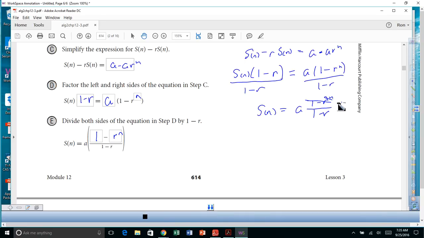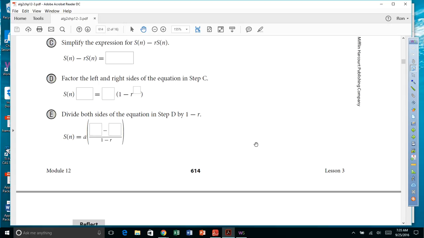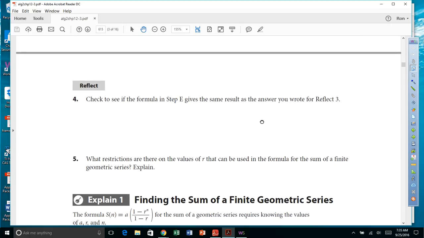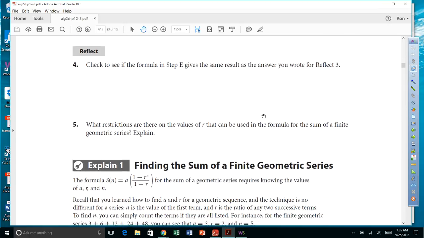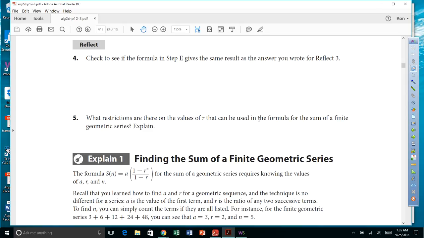So, there's your formula, and that's how they get it. Reflect 4. Check to see if the formula in step E gives the same result as the answer you wrote in Reflect 3.